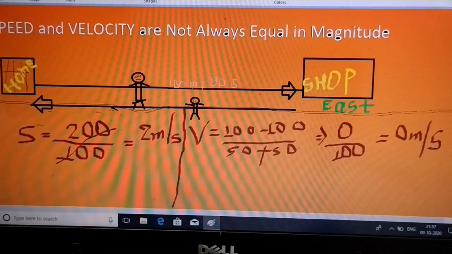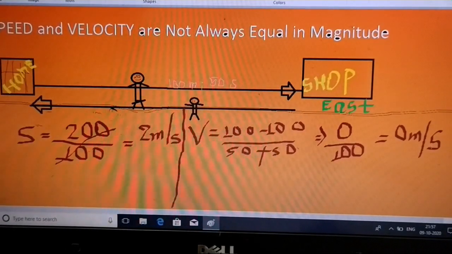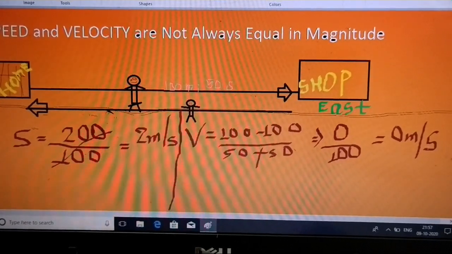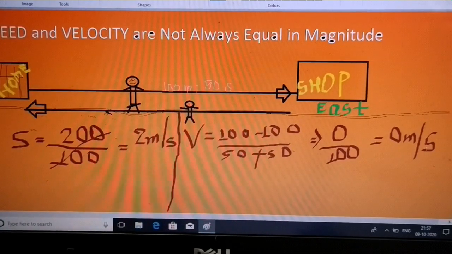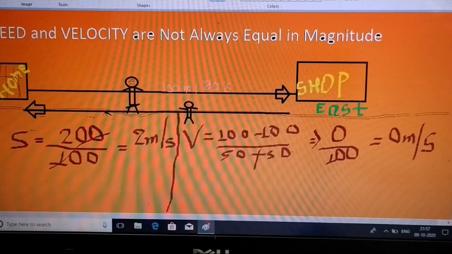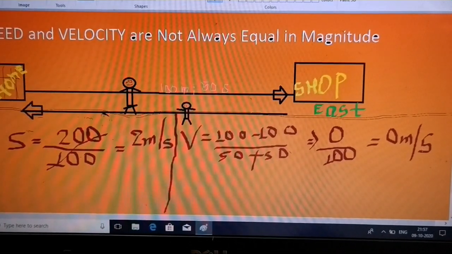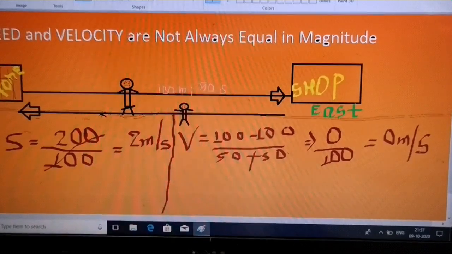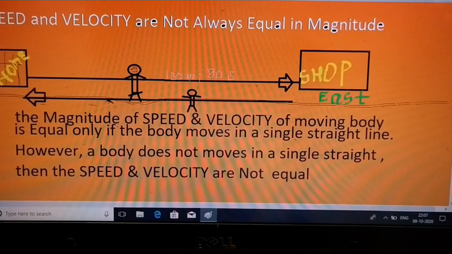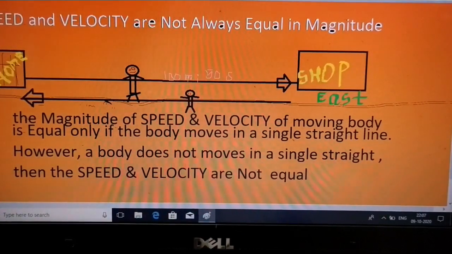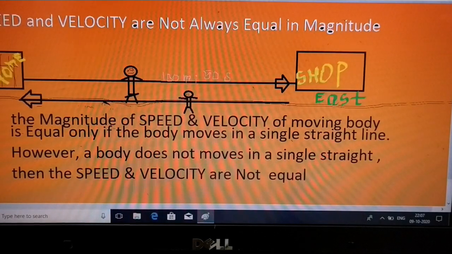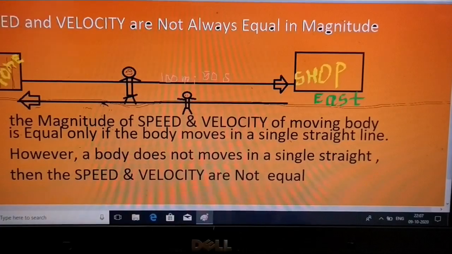In the above discussion, the magnitude of speed and velocity of a moving body is equal only if the body moves in a single straight line. If, however, a body does not move in a single straight line, then the speed and velocity of the body are not equal.